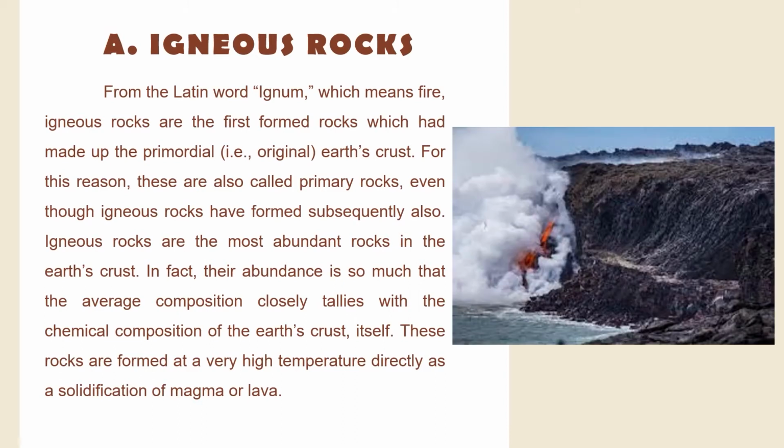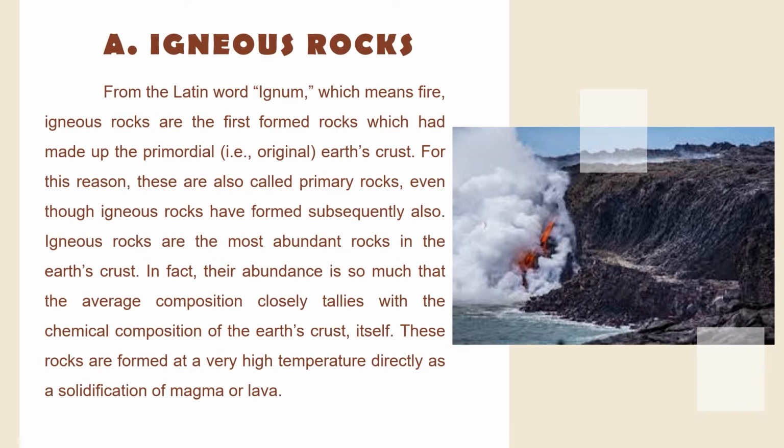Igneous rocks. From the Latin word ignum, which means fire, igneous rocks are the first formed rocks which had made up the primordial Earth's crust. For this reason, these are also called primary rocks even though igneous rocks have formed subsequently also.